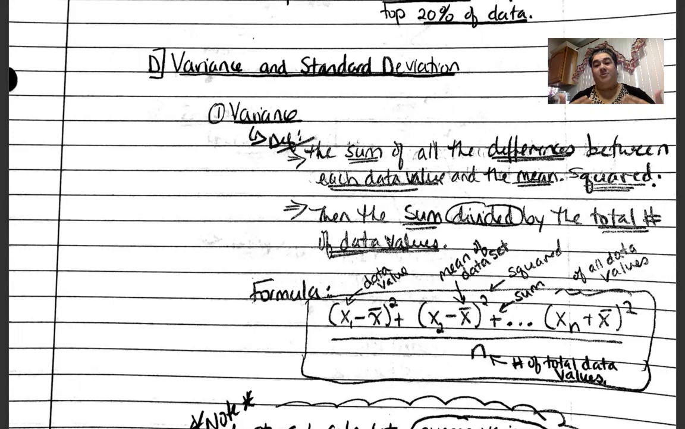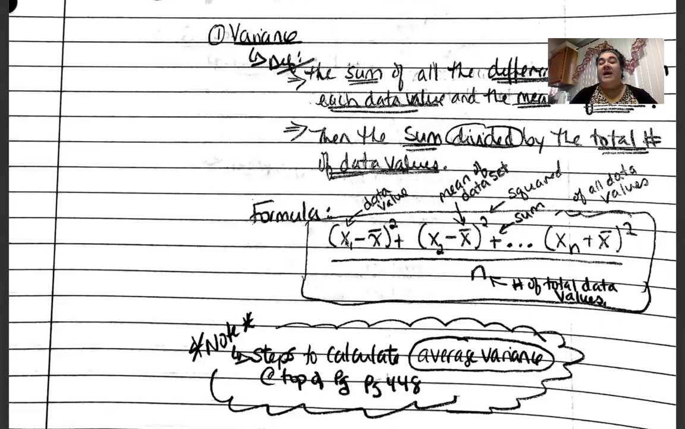So once again, the definition of variance is that you take the sum of all the differences between each data value and the mean squared, and then you take that sum and divide it by the total number of data values in the data set. So here's how you find it, okay? You would take each data value and subtract from it the mean for that data set, and then whatever that difference was, you would square it. You would do this for each data value, and then you would take those squares and add them all together. That is the sum that you are finding: the sum of the difference of each data value from the mean squared. You take all of those values and add them all together, and then divide by the total number of values in the data set. And the number that you get is called the variance.